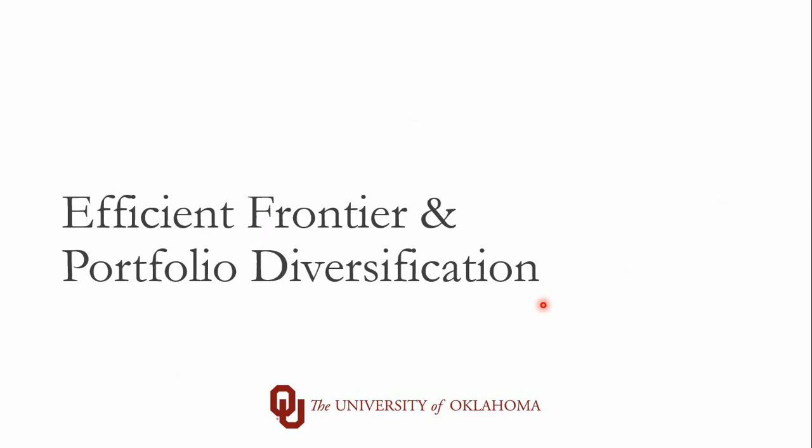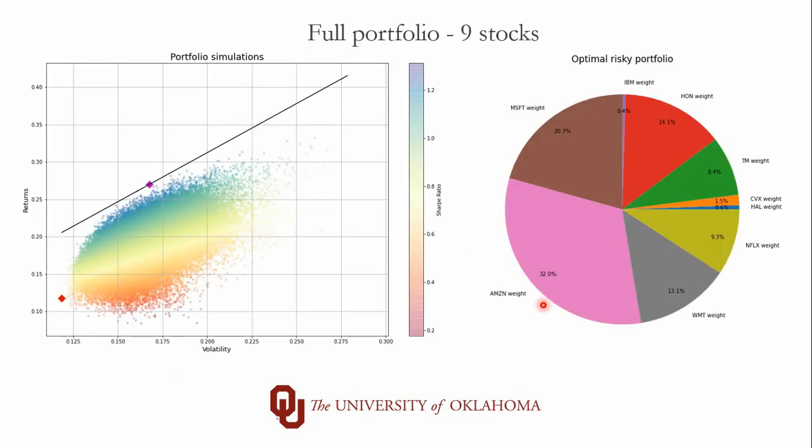And now to the efficient frontier and portfolio diversification. This is the result of the portfolio simulations using all the nine stocks considered initially. The purple diamond represents the portfolio with the highest Sharpe ratio found in the simulations. The weights of the stocks in the portfolio for this case are shown on the pie chart on this side, and that will be the optimal risky portfolio, and the capital market line passes through this point.